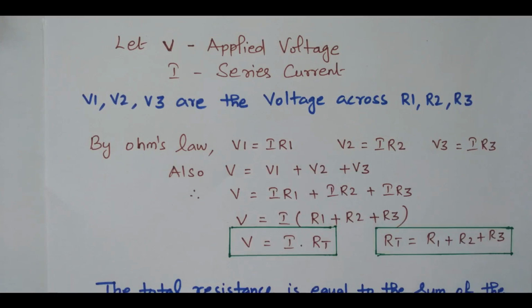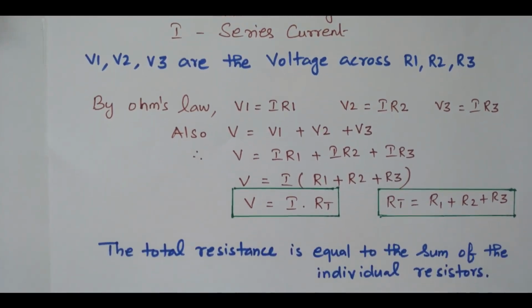We already discussed that the total voltage equals V1 plus V2 plus V3, the voltage drops across R1, R2 and R3. That is the important thing in the series combination: the current is equal, the potentials are different, and the sum of all potentials equals the total potential. Now we'll substitute these values. V1 is IR1, V2 is IR2, V3 is IR3. The current is the same, so we take the current outside. V equals I into R1 plus R2 plus R3.